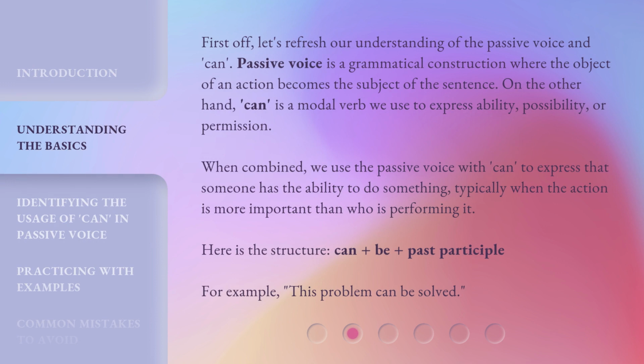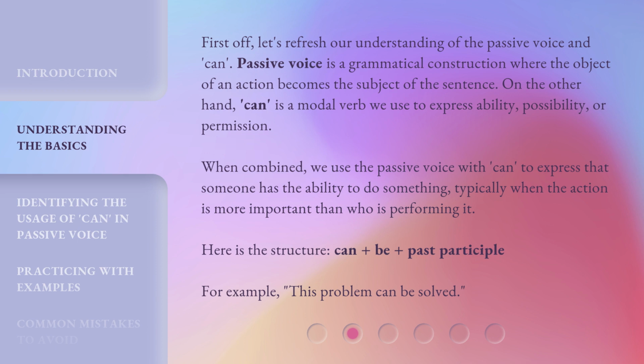First off, let's refresh our understanding of the passive voice and can. Passive voice is a grammatical construction where the object of an action becomes the subject of the sentence. On the other hand, can is a modal verb we use to express ability, possibility, or permission. When combined, we use the passive voice with can to express that someone has the ability to do something, typically when the action is more important than who is performing it.